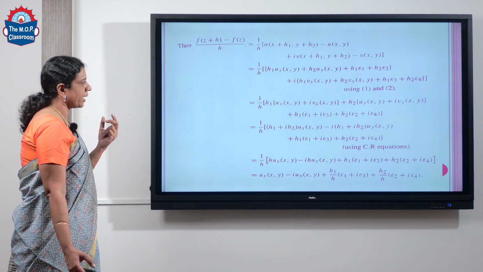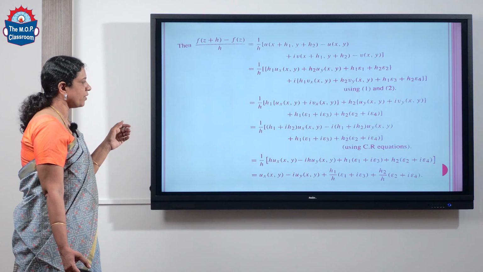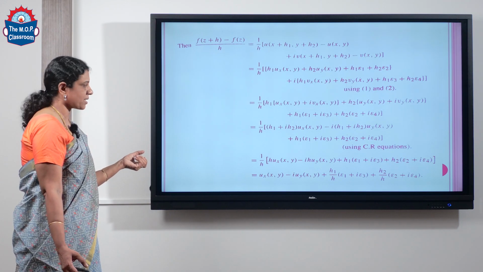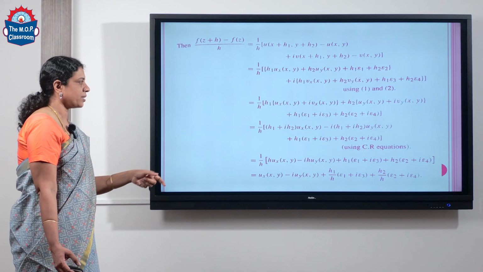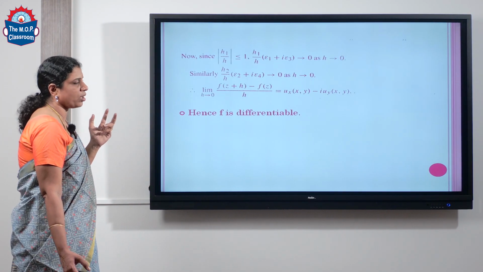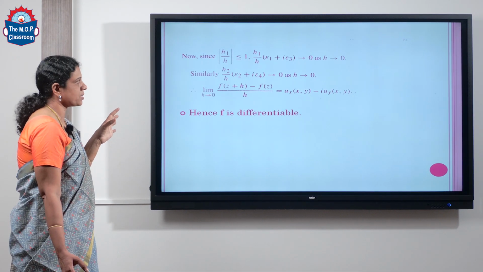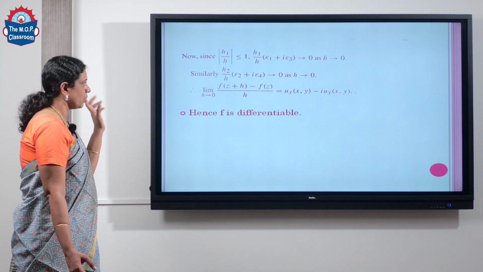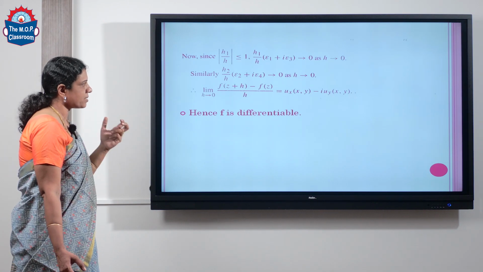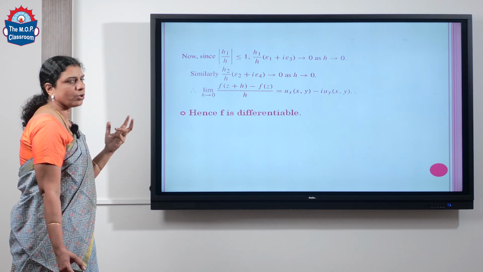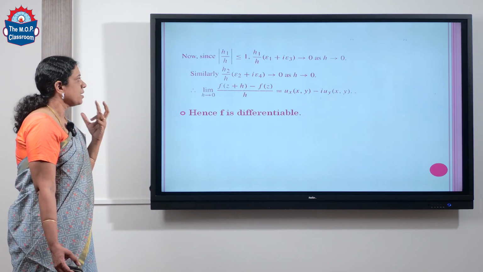So h1 plus i h2 is nothing but h. You replace and use the CR equation. You will get the expression u_x of x comma y minus i u_y of x comma y, and a term h1 by h. We know that the modulus of h1 by h is less than or equal to 1, and as h tends to 0 the remaining terms approach 0. So we have proved that the limit as h tends to 0 of f of z plus h minus f of z divided by h equals u_x of x comma y minus i u_y of x comma y.